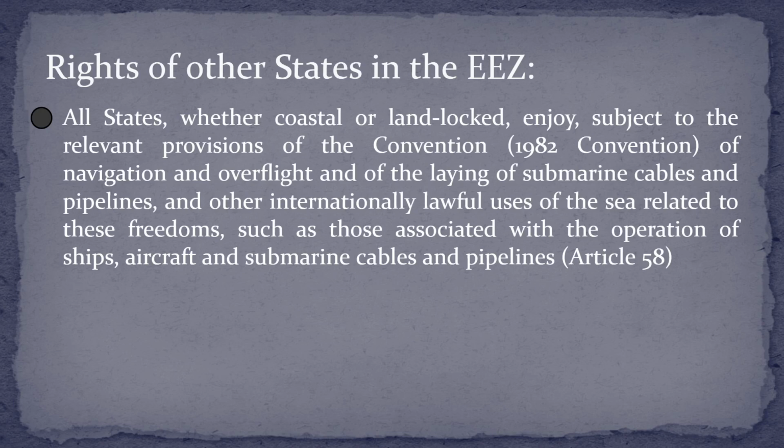Article 58. So in this point, we can see that the other states also have certain rights which go into the EEZ. So what are those rights? These rights are the lawful use of the sea, which is related to the freedom associated with the operation of ships. So they can operate any kind of ship within the EEZ and they do not have to take permission from the coastal state. They can also fly aircraft and also they can operate submarines in the EEZ and not alert the coastal state. They can also put submarine cables and pipelines inside the EEZ and they do not have to take permission from coastal states.